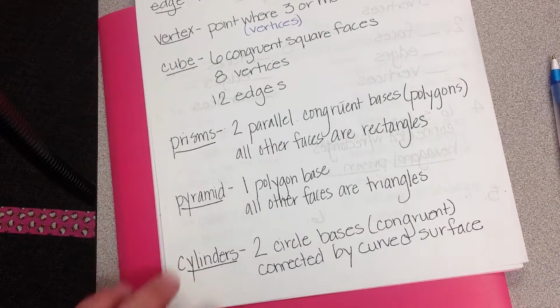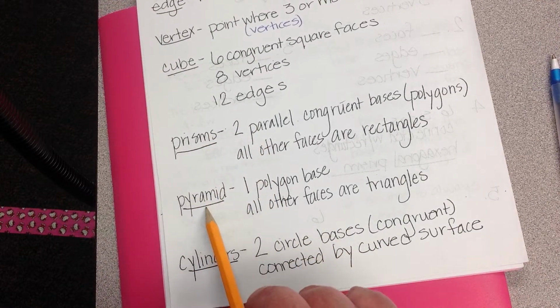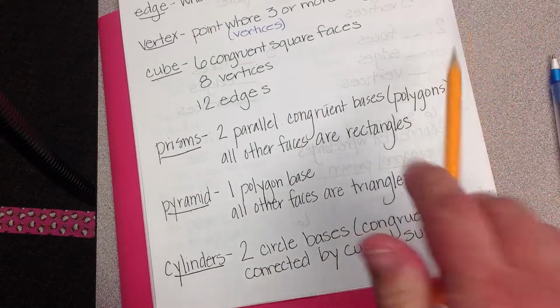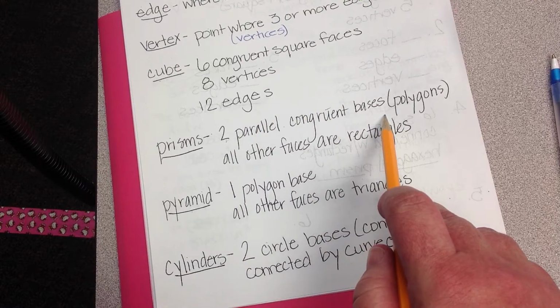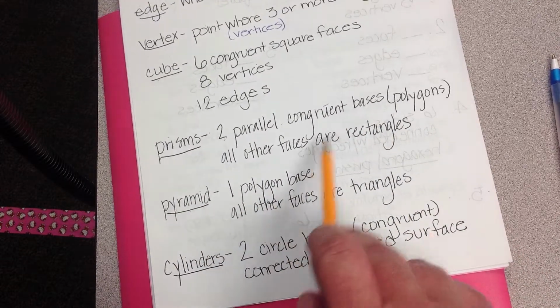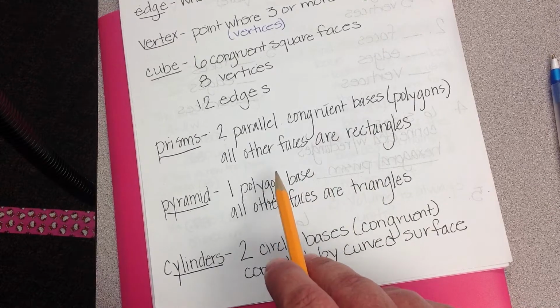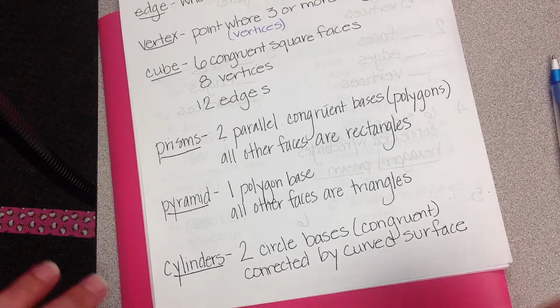Okay. Next section of the chapter for this lesson, you have prisms and pyramids. Really important to know that prisms have 2 bases. A pyramid only has 1 base. They have to be polygons. Remember, polygons have straight sides. You cannot have a circle.